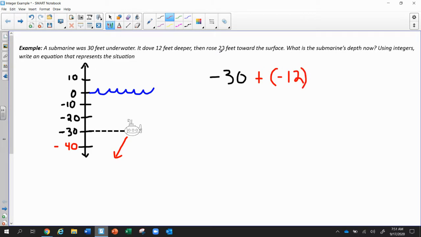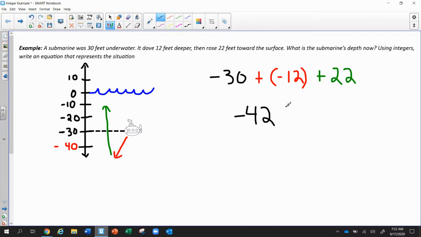And then he rose 22 feet towards the surface. So now that's going to be adding just a normal, a positive 22. So going back up towards the surface. Okay, and so when we combine integers, hopefully you're recognizing that when I'm just adding negative numbers, it's just like I'm adding normal numbers, except my sign stays negative. So 30 plus 12 is 42, but since I'm on the negative side of 0, it's going to be negative 42.